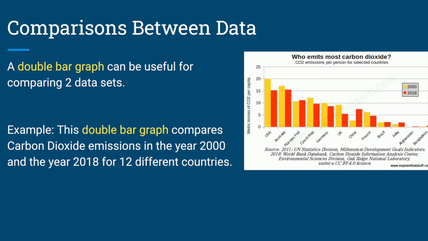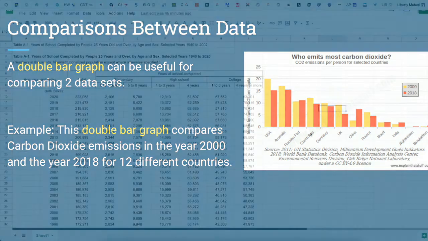We can see, for instance, the US has lowered its carbon emissions in that time period, but China has increased their carbon emissions in that period. But overall, even though China has increased their emissions, it's still less than the carbon emissions for the USA. So we can use this to compare two sets of data at the same time with a double bar graph.